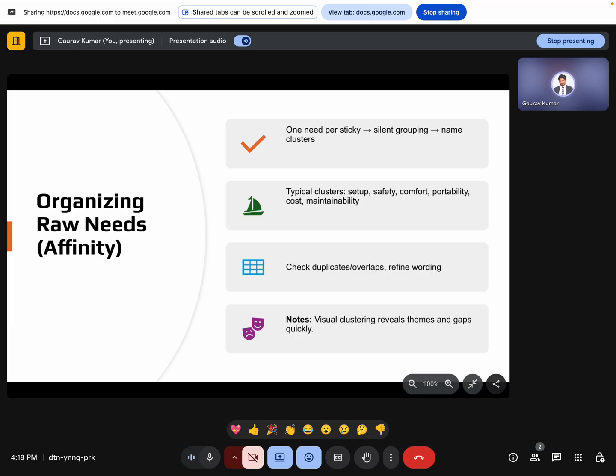Outliers often hint at a novel opportunity. The goal is not perfection but visibility. Patterns and gaps should pop out so we can see where the product must excel and where our understanding is thin. Visual clustering reveals the themes and gaps quickly.